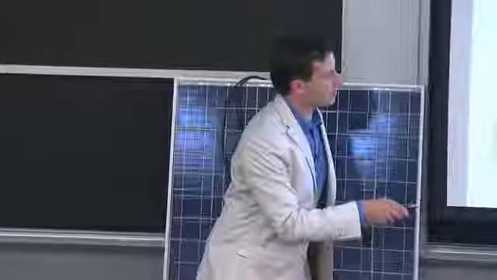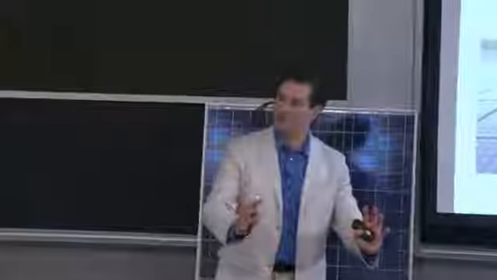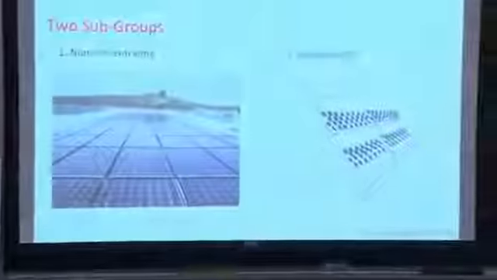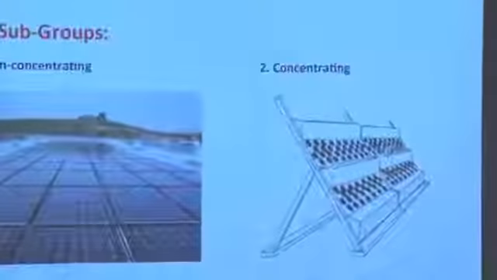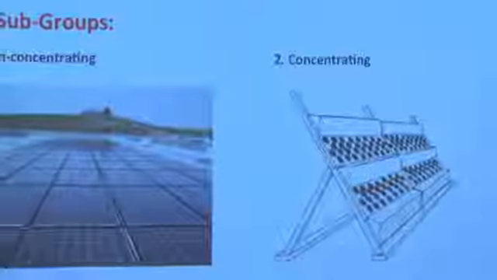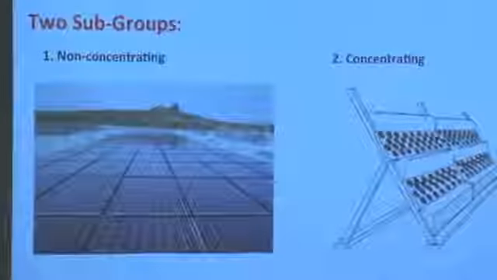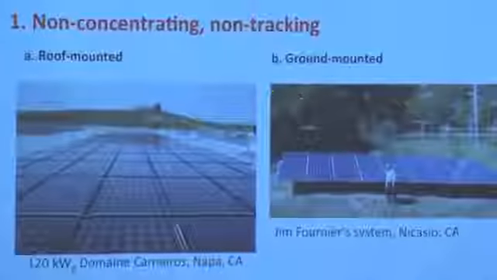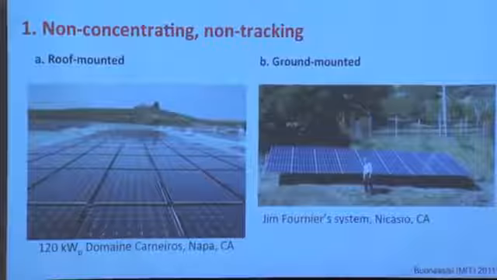And these are common on barriers along the highway in Germany. They're sound barriers. They're preventing the people who live on the other side of that barrier from hearing the noise of the cars going by on the Autobahn. They're not meant to be crash barriers. Those are separate, closer to the actual road. But these are examples of concentrating and non-tracking photovoltaics. There are ground-mounted and roof-mounted systems. So again, another way to split the pie.